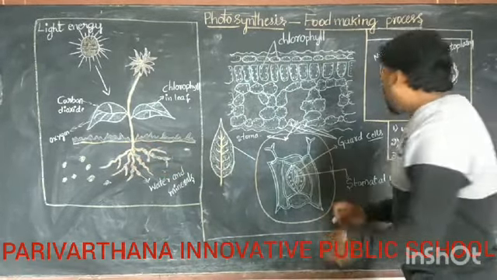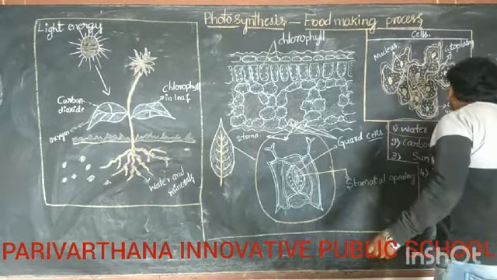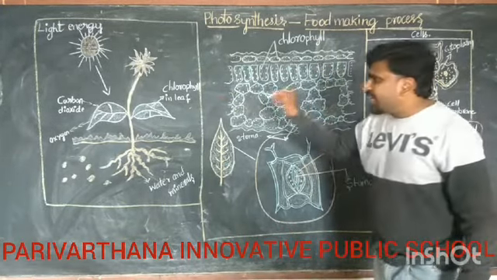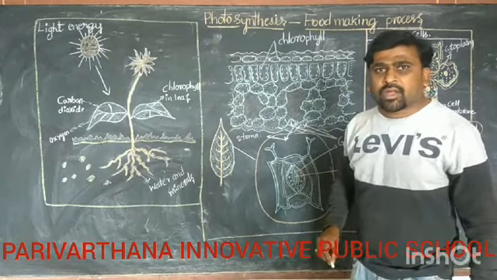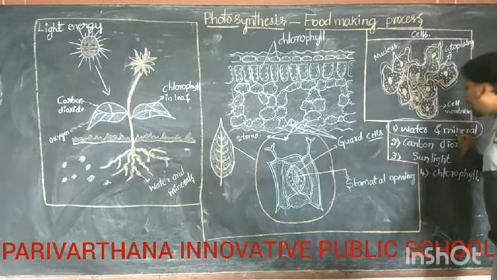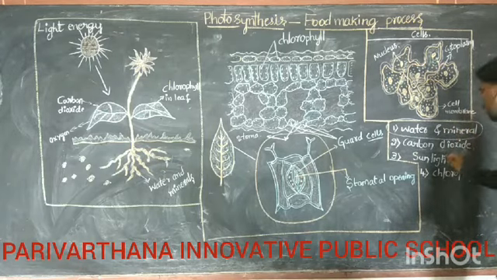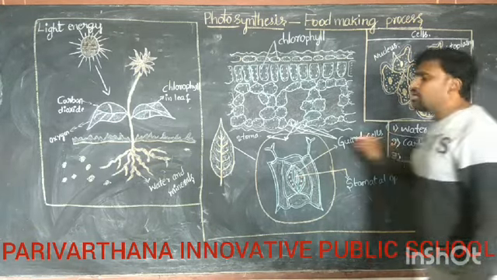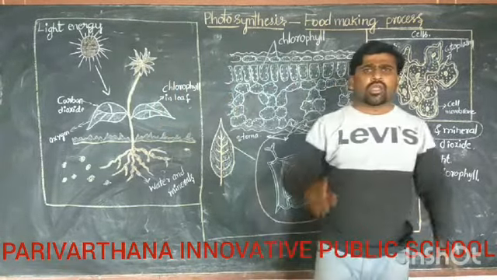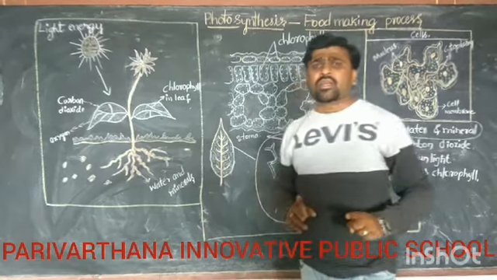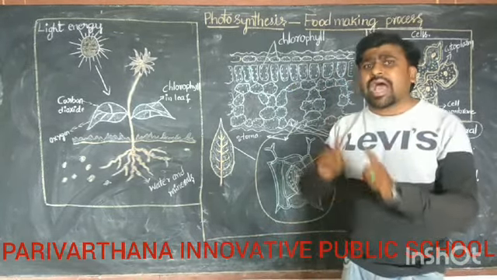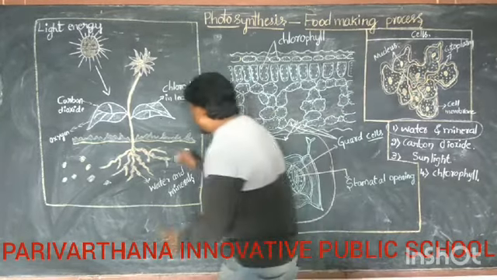Now, how do the water and minerals go to the leaf? The leaf has to prepare food. Why does the leaf need it? Water and mineral, carbon dioxide, sunlight and chlorophyll. These four raw materials are needed, and we will go through them one by one. The first raw material is water and mineral. This water and mineral is present in the soil.